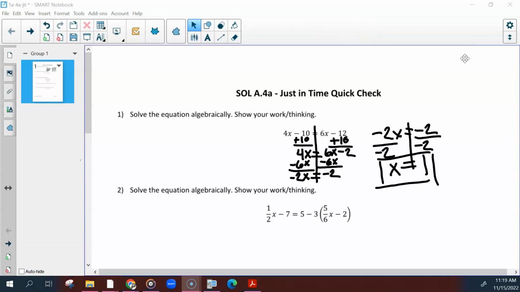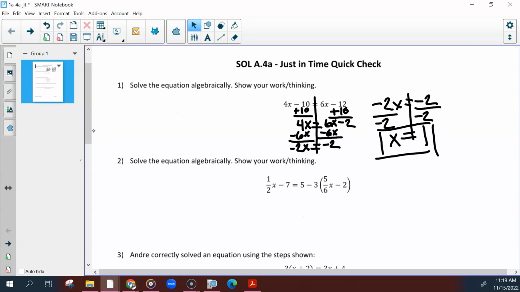Cameron worked out this one. Correct me if I'm wrong with anything I'm going to explain. So Cameron added 10 to both sides. Got -2. Subtracted 6x from both sides. Got -2. And then divided both sides by -2 to get 1. So if you got 1, that was the correct answer.